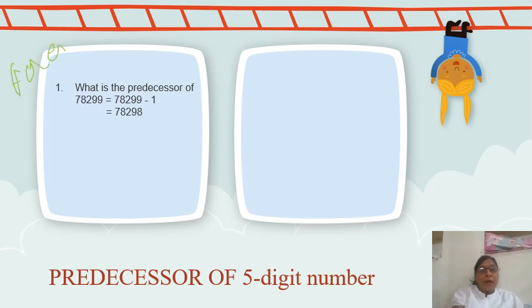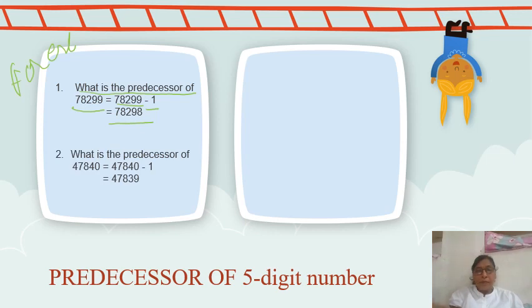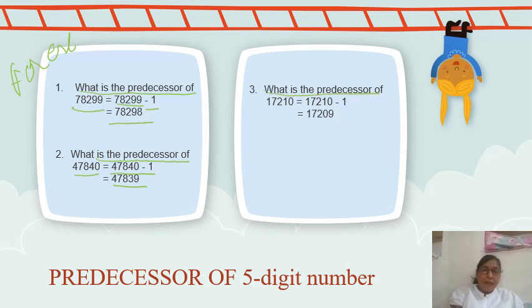For example, what is the predecessor of 78299? 78299 minus 1, 78298. What is the predecessor of 47840? 47840 minus 1, 47839. What is the predecessor of 17210? 17210 minus 1, 17209.